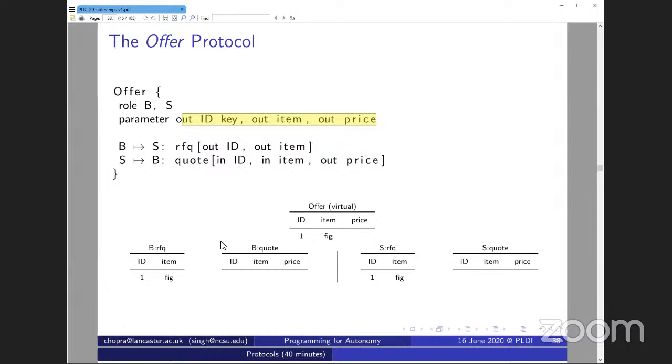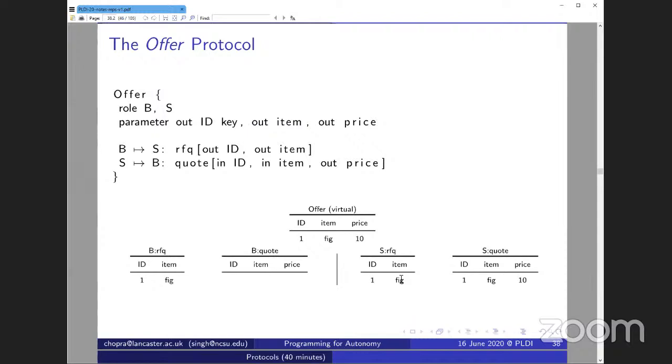So in this case, again, the buyer begins, sends off a fig price quote. It has already landed, RFQ, and the RFQ has already landed here. The seller generates the price quote with $10 for a fig, which is a bit expensive, but it does so.